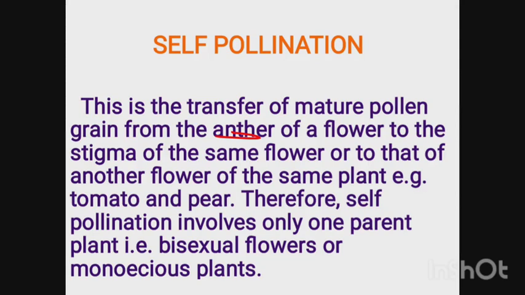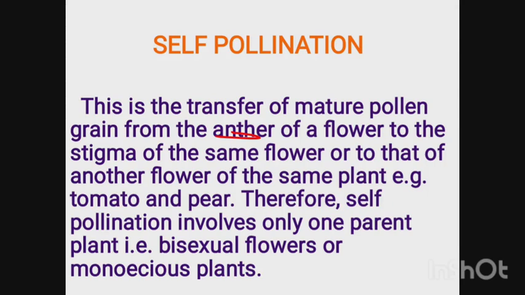In this case, whether it's the same or another flower, a flower has two parts, like we said earlier. It has the anther and the stigma. The anther contains the male sex gamete, which is the pollen grain, and the stigma contains the ovary and the ovule, which is the female part. So either the pollen grain is moving from the anther to the stigma of the same flower on the same plant, or it's moving from the anther to the stigma of the same flower but in another plant.